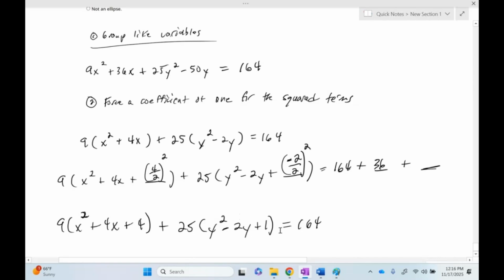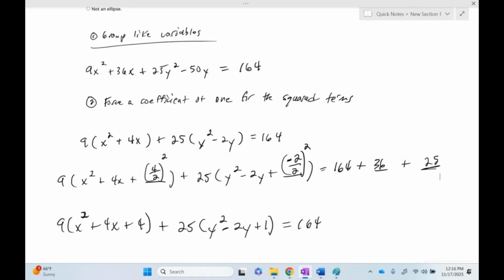And then if I check my other variable y, 25 times y squared is 25y squared. We started with that. 25 times negative 2y is negative 50y. We started with negative 50y. 25 times 1 is 25. We did not start with a 25. We added 25 once we completed the square. So since we added 25 to the left-hand side, we must also add 25 to the right-hand side. Is everybody okay with that?